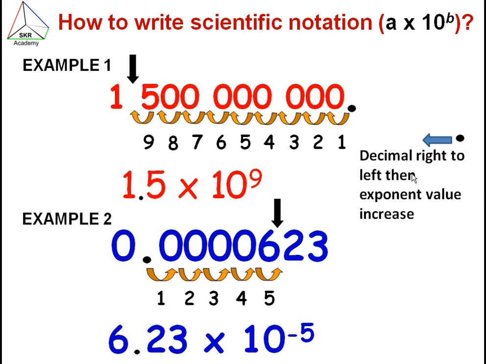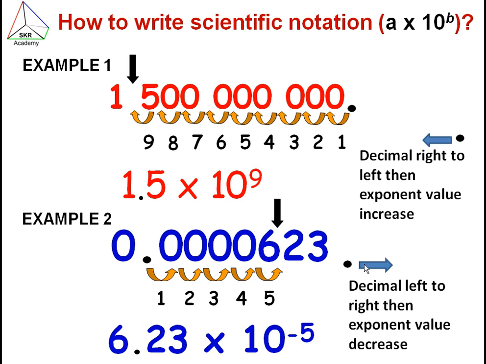Here is one more important thing. If we are moving the decimal place from right to left, as in example 1, then the exponent value increases, here 9. In example 2, we move the decimal place from left to right, therefore the exponent value decreases. You can see minus 5 is a much smaller value because we moved the decimal place 5 places from left to right.